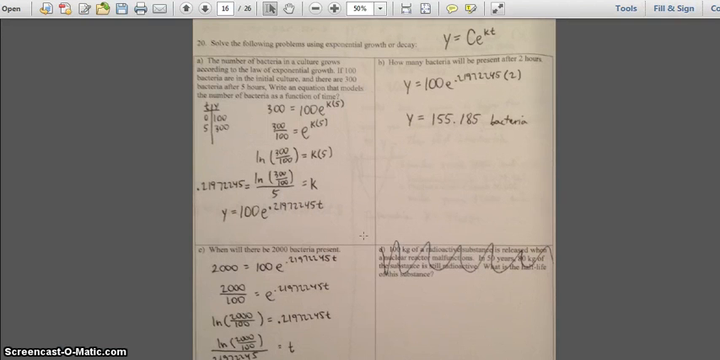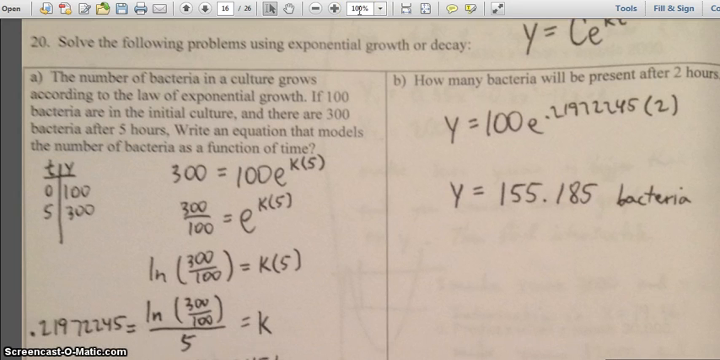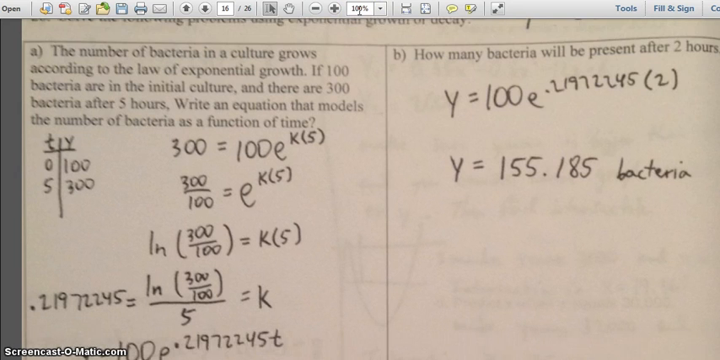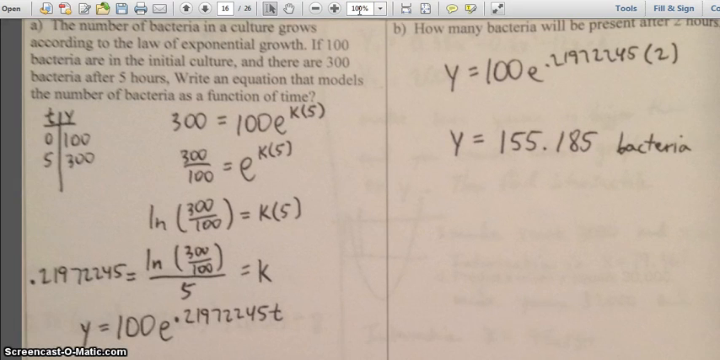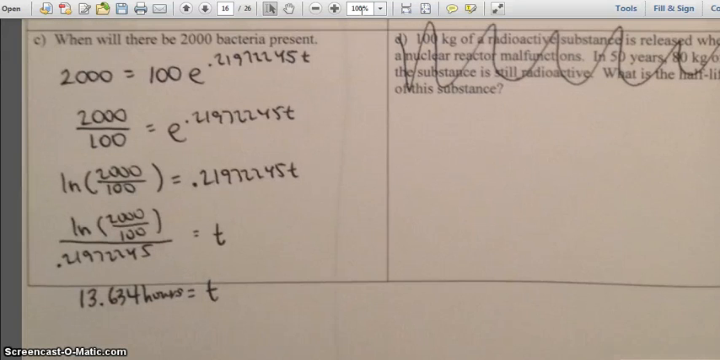Okay, you don't have to do letter D from the 20. You can cross off letter D there. But there's the work for letter A and B. It's the same as 13. Letter B asked me just to plug in a value for T and get Y. And then letter C asked me to plug a value in for Y and get T.